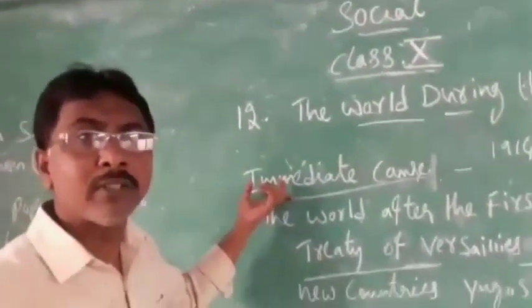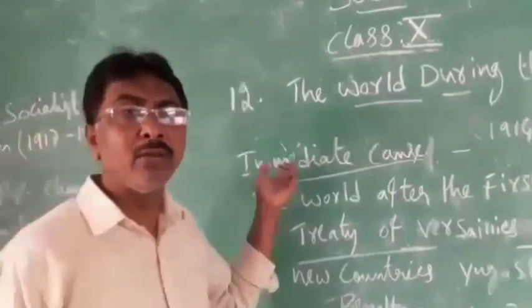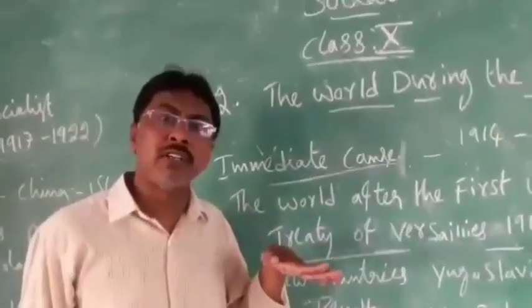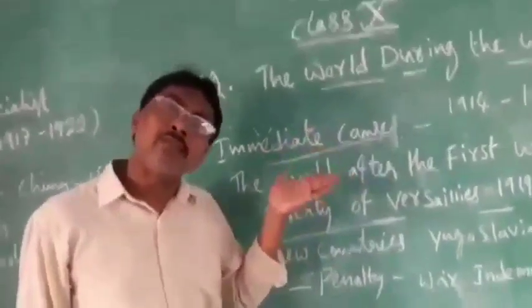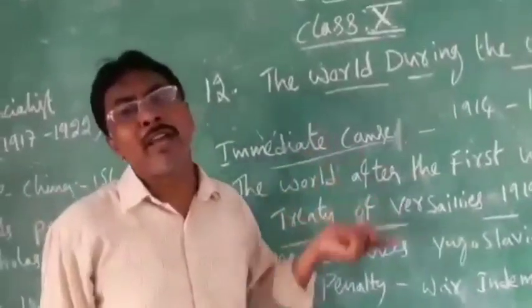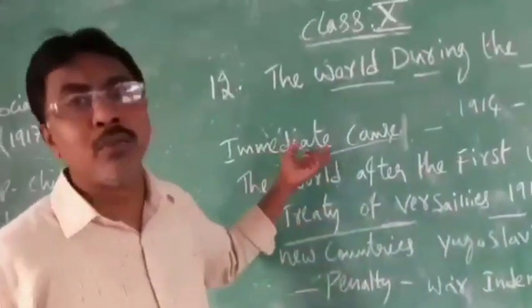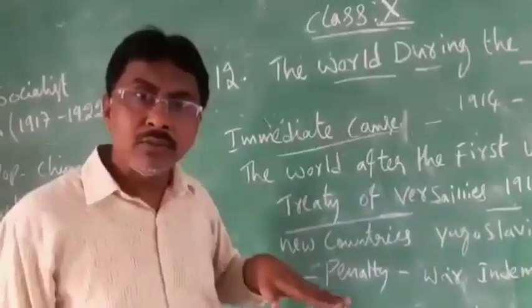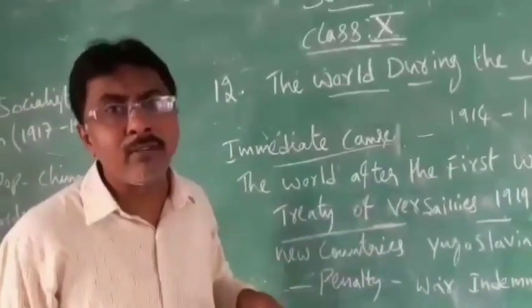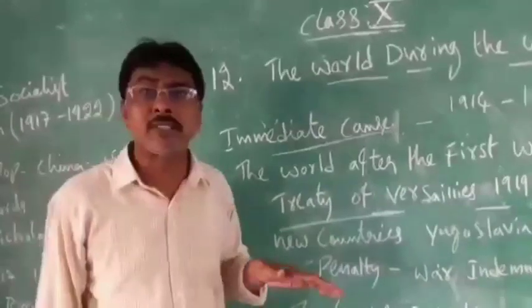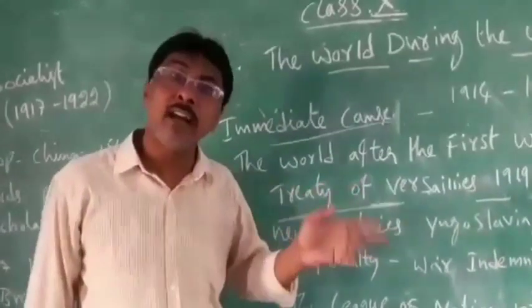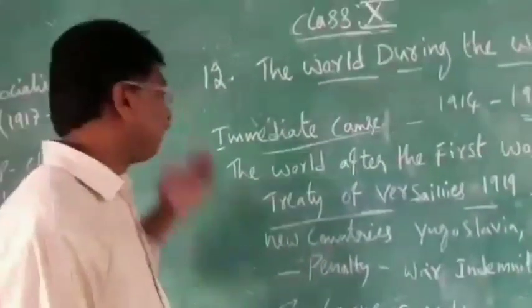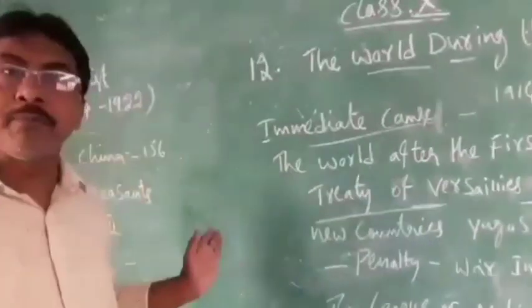I told you, the Allied powers got the victory. Once again I am telling you, the Allied powers got a victory. That is England, France, Russia and the USA. They got the victory. And who lost? Who was defeated in the war? That is the Axis powers: Germany, Italy, Hungary, Austria. They were defeated, and the war was completed.